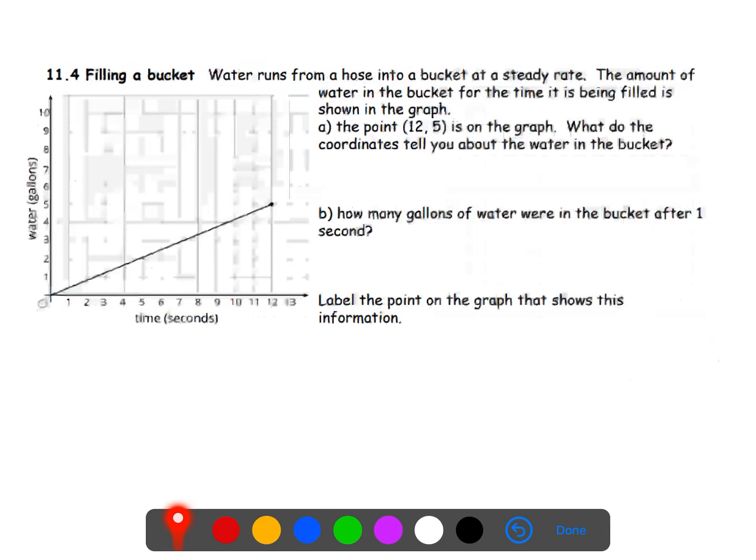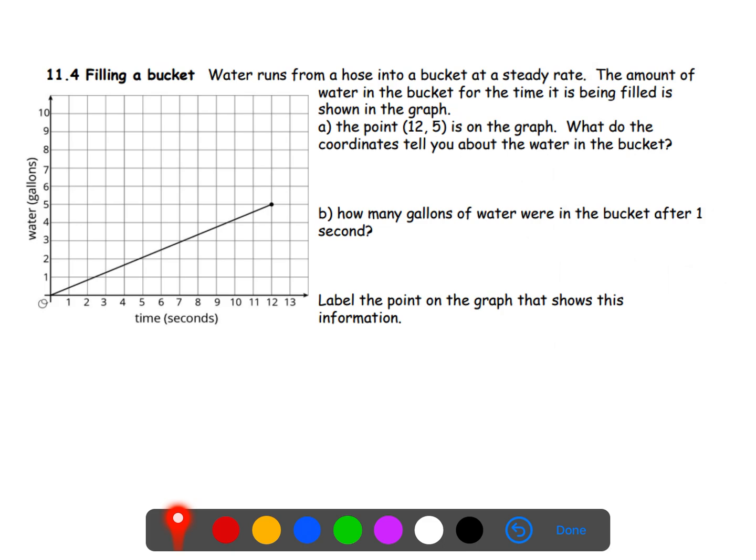Okay, last activity. Filling a bucket. Water runs from a hose into a bucket at a steady rate. The amount of water in the bucket for the time it is being filled is shown in the graph. The point (12, 5) is on the graph, and I can see that here at the end of the line. What do the coordinates, what does this ordered pair tell you about the water in the bucket?